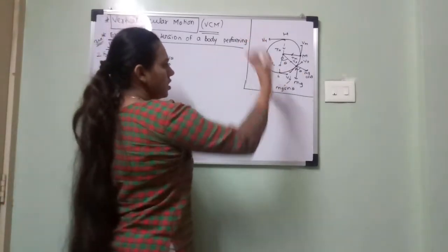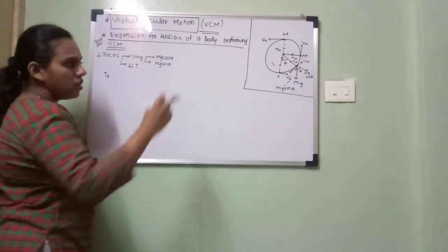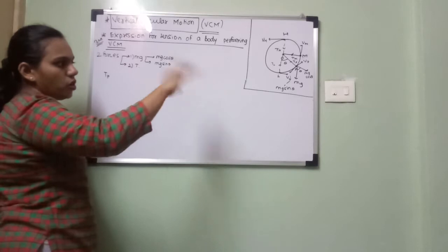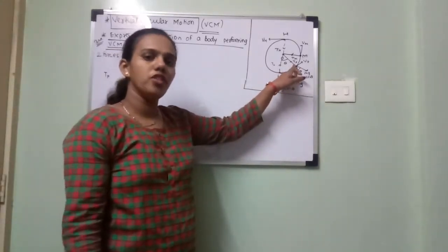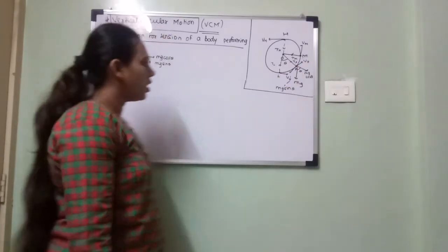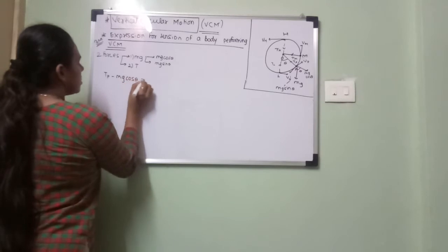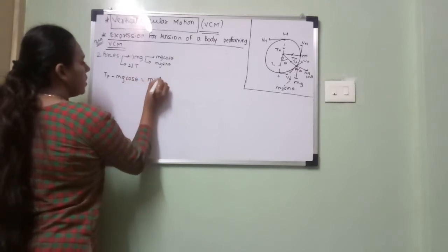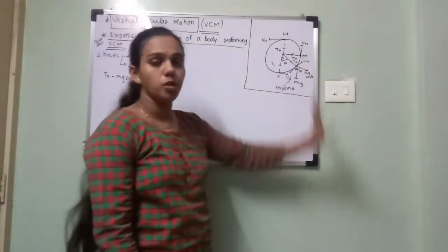So you can easily say that Tp and mg cos theta both are balanced by what? Centripetal force, which is mv square upon r. So simple, you can write down Tp minus mg cos theta is equal to mvp square upon r. So both the forces are balanced by the centripetal force.